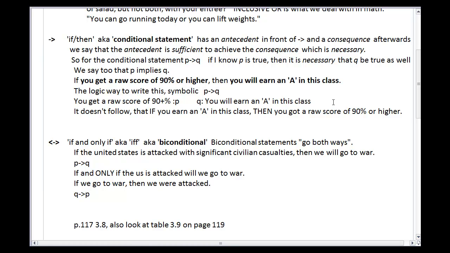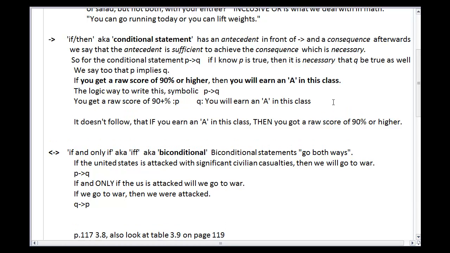Notice something else about the logic of this. It doesn't follow that if you've earned an A in the class, then you must have gotten a raw score of 90% or higher. There's other ways to earn an A. For example, in my class, if you have an 89.49, I'll round that up to an 89.5, which I'll then round up to a 90%. So you can get an A without getting a 90% or higher. You can be as much as 0.51 of a percent lower than a 90% and you still get an A. So it doesn't go both ways.